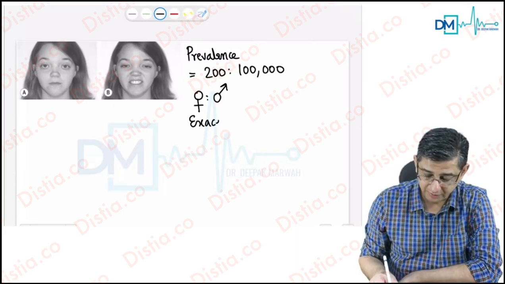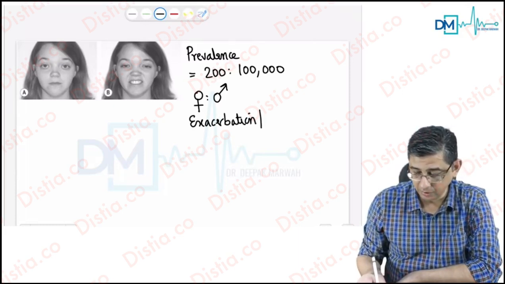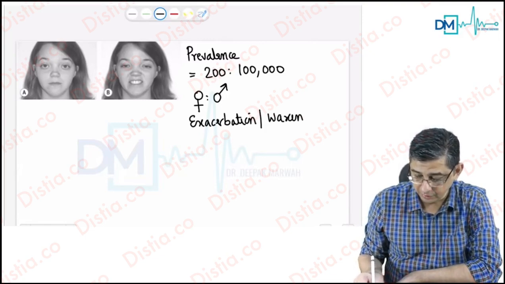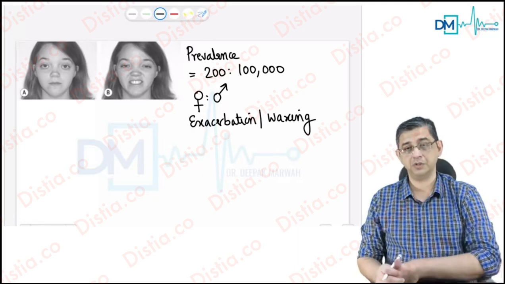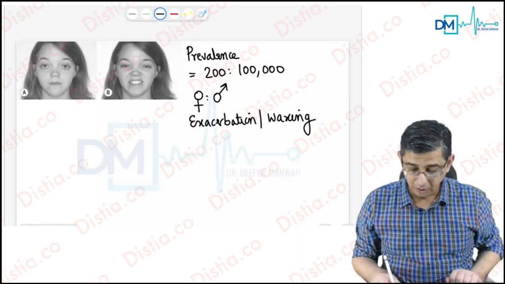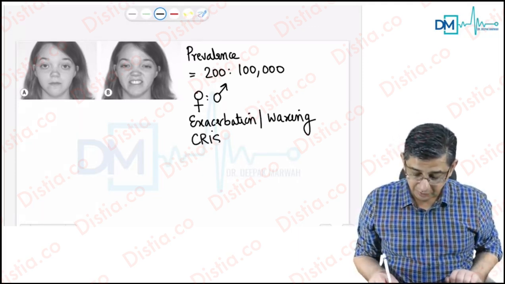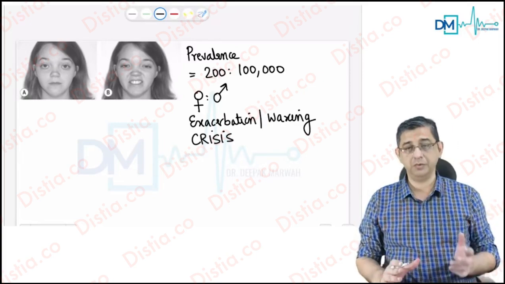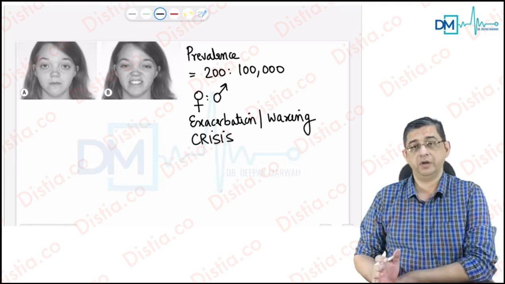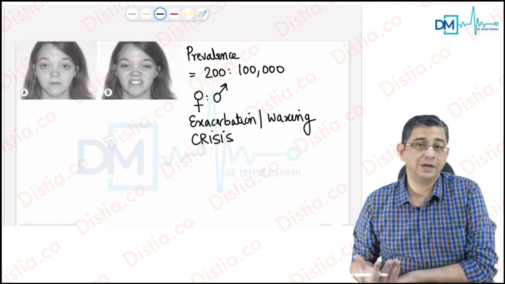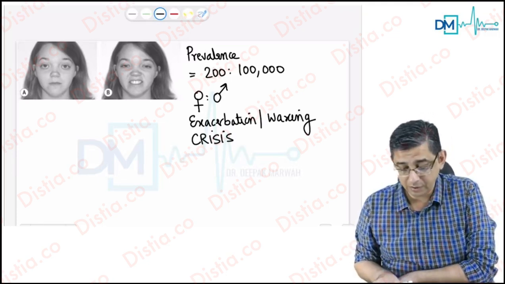It will have a waxing and waning course. The exacerbations can be triggered by infection. The exacerbations can be triggered by pregnancy, and in fact in some of these patients the condition can become so bad that a young female might be fighting for her life at the time of pregnancy. When she goes into myasthenic crisis, there would be diaphragmatic paralysis developing in the patient.